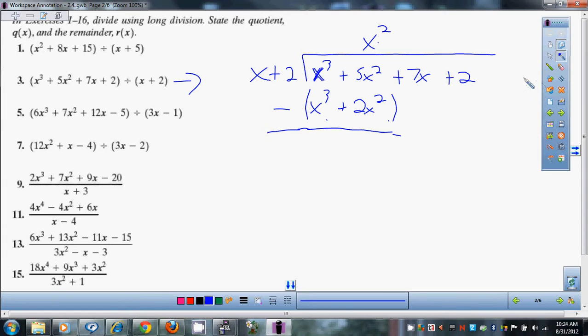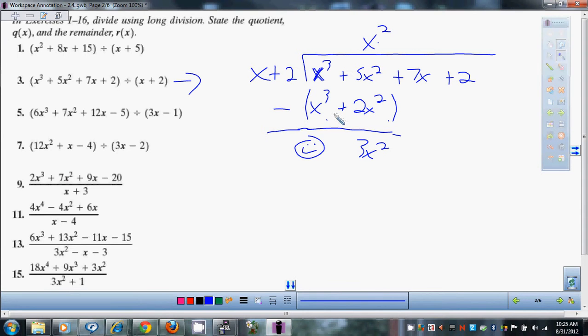Okay. Now we're going to subtract. X cubed minus x cubed. If you do this right, that should always be a 0. It should always be a 0 if you do that correctly. 5x squared minus 2x squared. That's right. See, if we had left off this minus, we would have added and got 7, which is wrong.